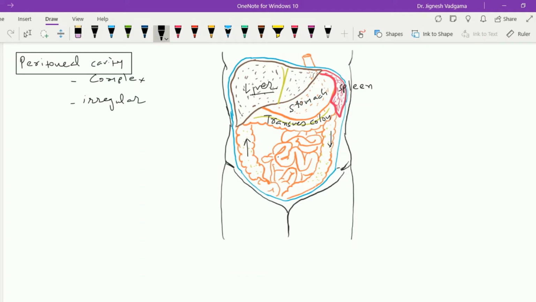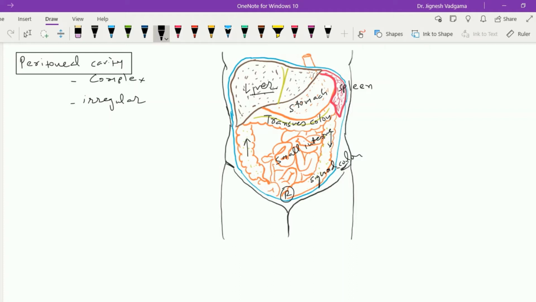Here the loops are the small intestinal loops, and with the continuation of the descending colon we find the sigmoid colon, and in the midline this is the rectum. In front of the rectum, in case of female, there lies the uterus, and in front of the uterus there lies the urinary bladder, while in case of the male, just anterior to the rectum, the urinary bladder is situated just behind the pubic symphysis. Behind the transverse colon we find the retroperitoneal organ, that is the pancreas, and the kidneys are also retroperitoneal in nature.